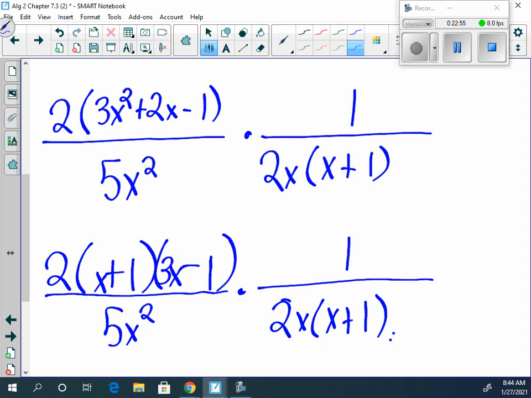And we can check it. X times negative 1 would be negative x. 1 times 3x would be plus 3x, which gives us positive 2x. And that's what we wanted, yes? So it does work.